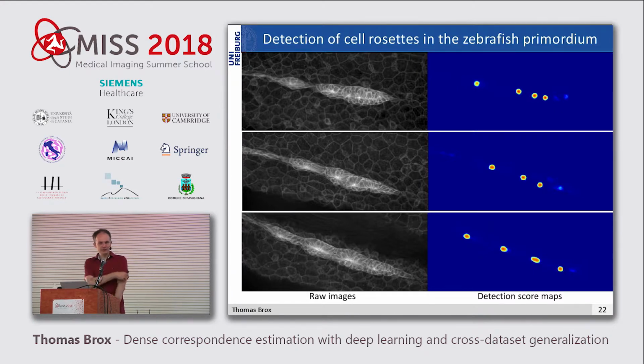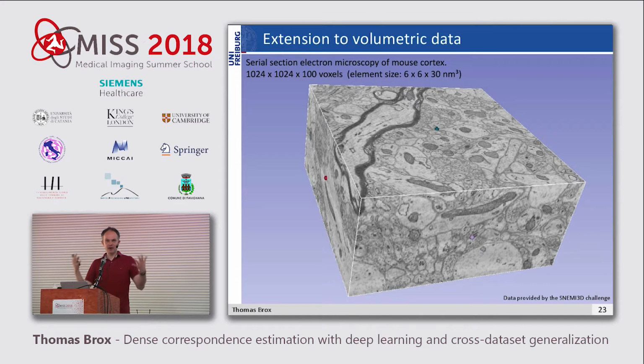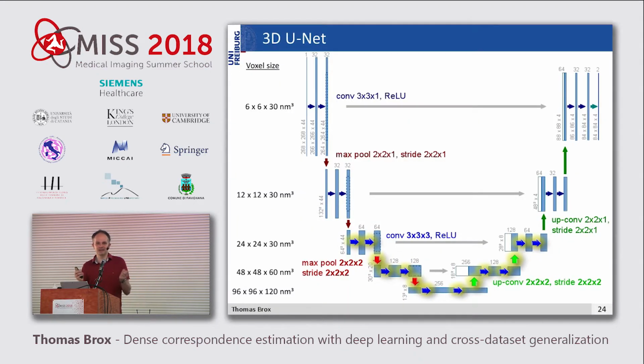You can also extend this to volumetric data. In biomedical imaging you often have volumetric data, not just plain images. Here you see an example from electron microscopy of the mouse cortex, and again you don't want to use a slice-by-slice approach, but you want to classify or segment the whole volume in one piece. For that you can just use a 3D UNet, which is a straightforward extension of the classical UNet. You again have the analysis structure and the synthesis structure, and the whole thing is now working with voxels instead of pixels.